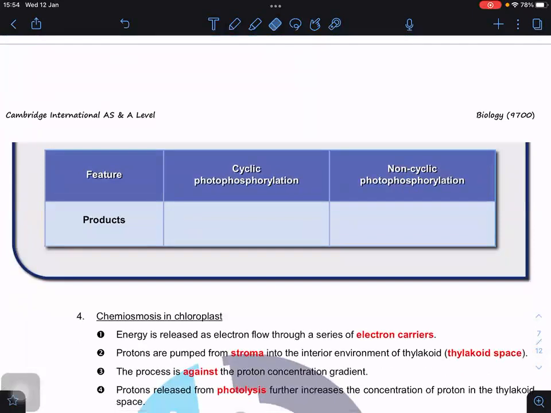As for the product formed, for cyclic, only ATP. For non-cyclic photophosphorylation, we have ATP, reduced NADP, and the waste product or byproduct, oxygen gas. Be careful: reduced NADP, not NADP.